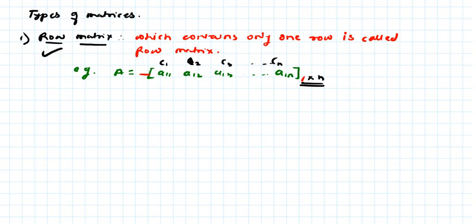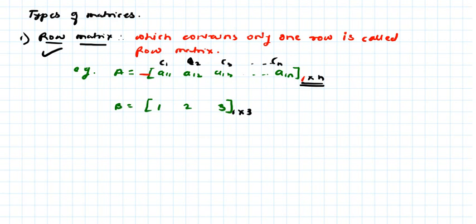Second example, suppose I take this as 1, 2 and 3. Again it contains only one row but 3 columns, so it will be a row matrix.